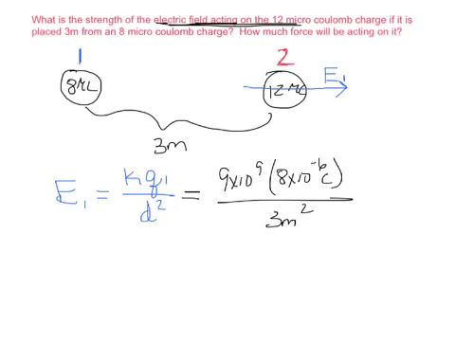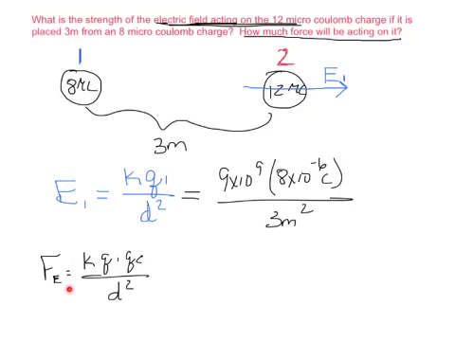Now after I have that, the next problem is actually pretty easy. It says how much force would be acting on it. I could solve this two ways. I could go back to good old Coulomb's law and realize that I have k Q1 Q2 all over d squared. And since I have charge 1 and charge 2 already established and the distance between, I could go ahead and solve this one for the force.